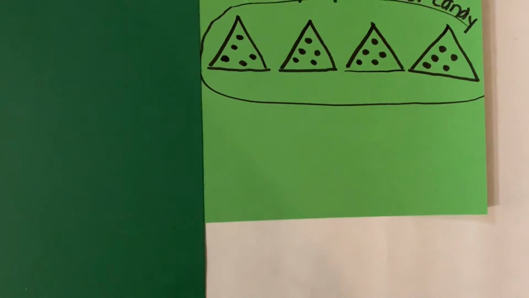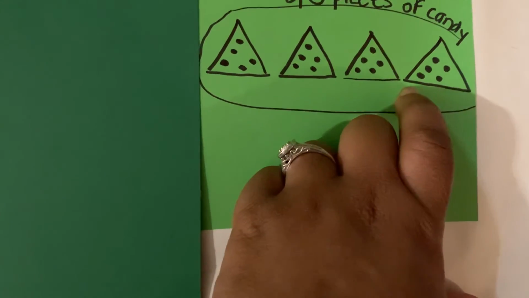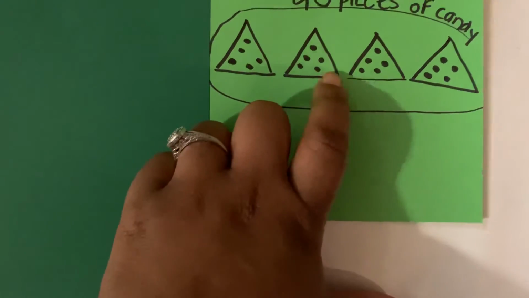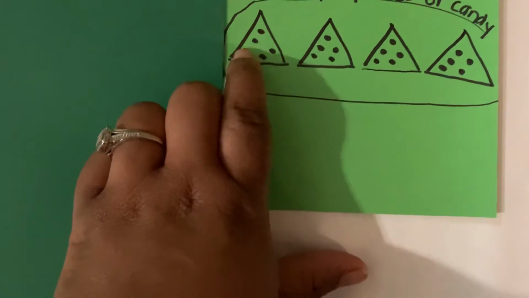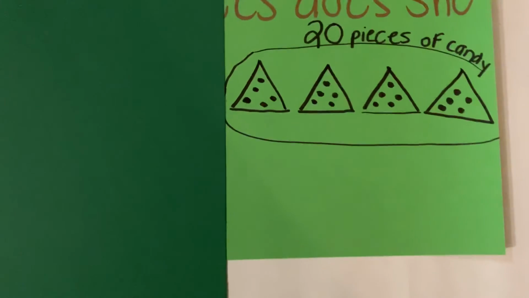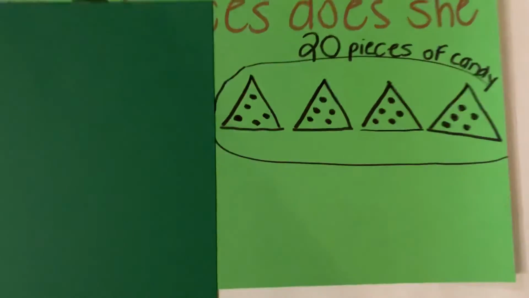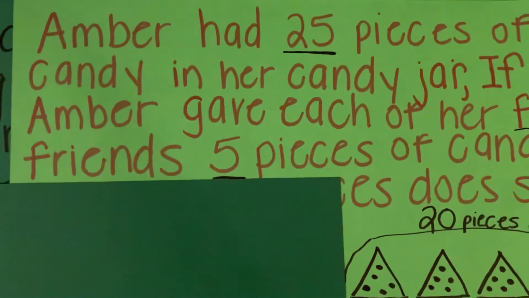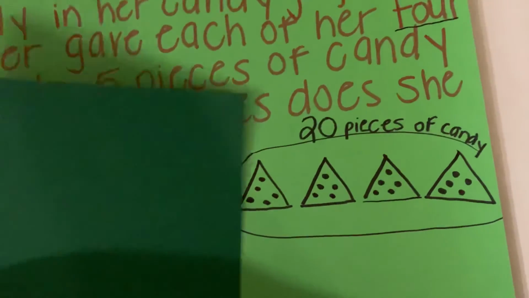Okay, so we need to know how many pieces of candy that is all together. So if we have 5 in here, 1, 2, 3, 4, 5, 6, 7, 8, 9, 10, 11, 12, 13, 14, 15, 16, 17, 18, 19, 20. Wow, so that means Amber needs to give her 4 friends 20 pieces of candy all together. So if we started with 25, now we know we need to take away 20.